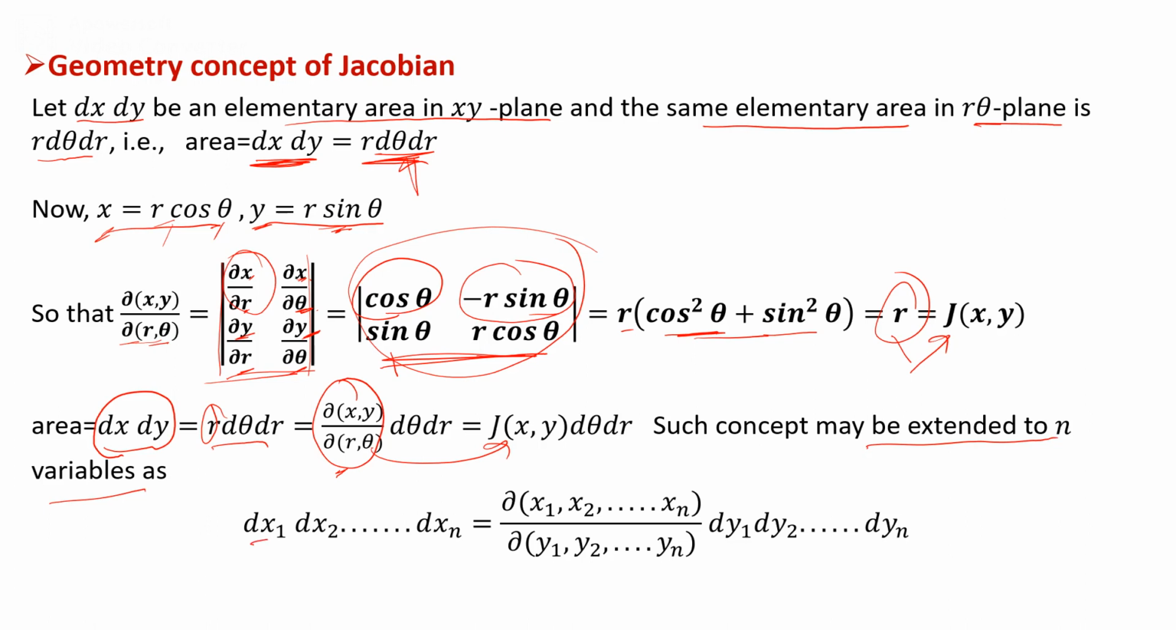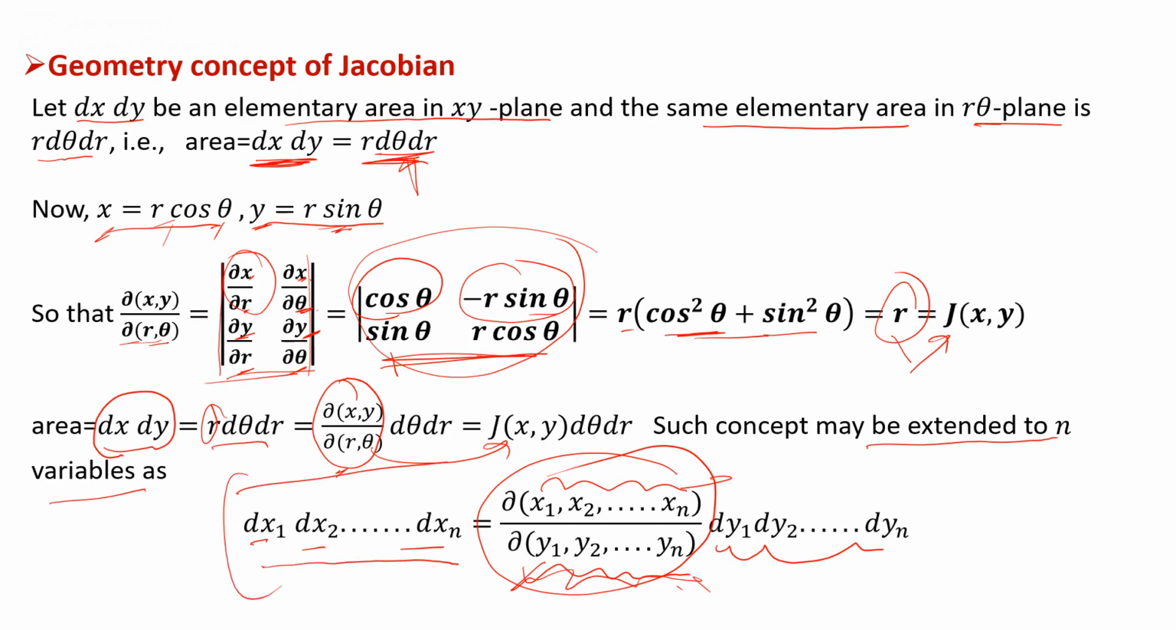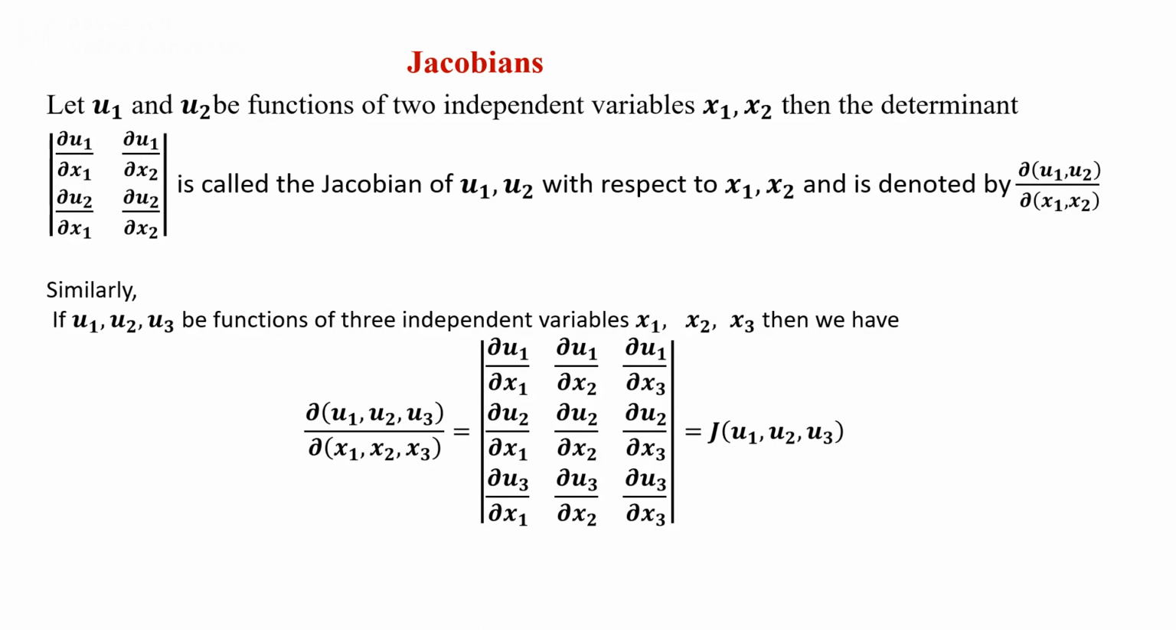If we are taking dx1, dx2, dx3, and we write the partial derivative, or we can say the Jacobian of x1, x2, x3, and xn with respect to y1, y2, y3, yn into dy1, dy2, and so on dyn. So here this is what? This is the Jacobian of x1, x2, and so on xn with respect to y1, y2, yn. If we are changing n functions of an n dimensional plane, then we can write it in that way. Now that is all about the Jacobian.